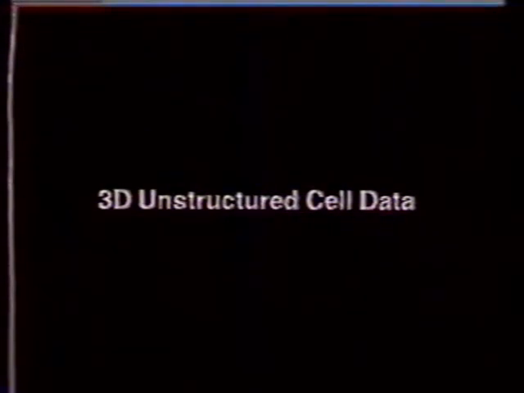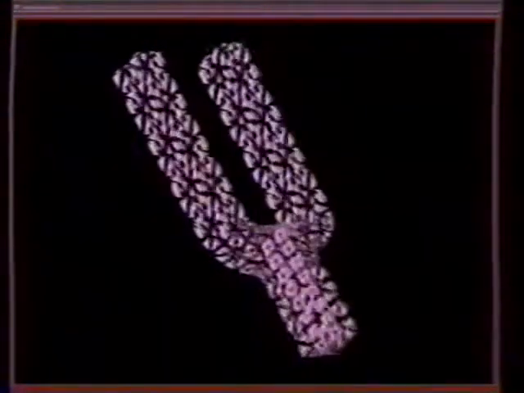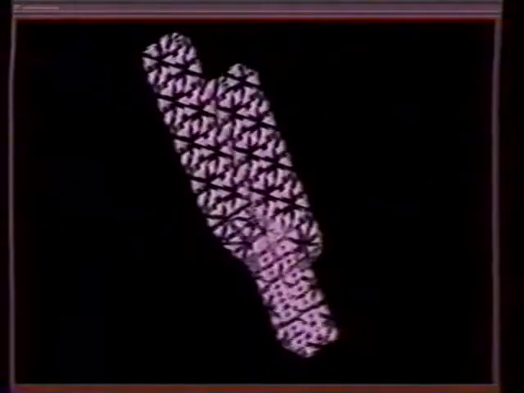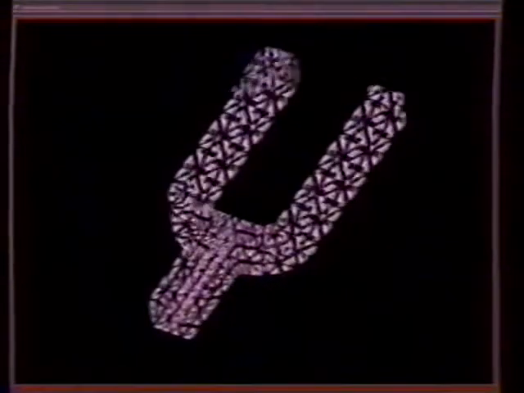AVS also supports unstructured cell data. Strictly speaking, this is not field data in the sense of regular and curvilinear and rectilinear fields, but it does allow for data types which do not meet the topological constraint of having 6 neighbors for each cell. This is useful in finite element analysis and computational fluid dynamics, in which the grid needs to be oddly shaped at different points in the data set.